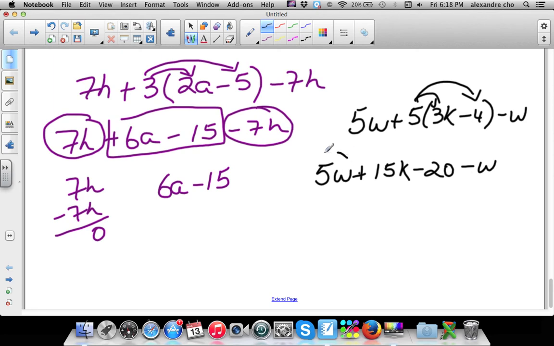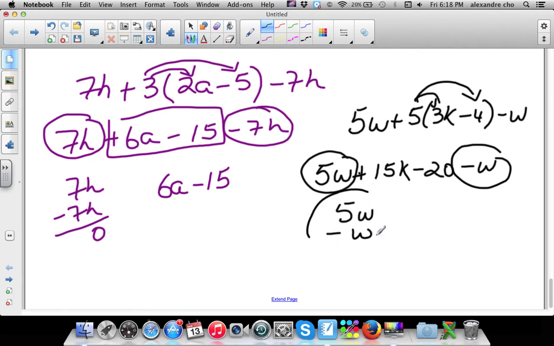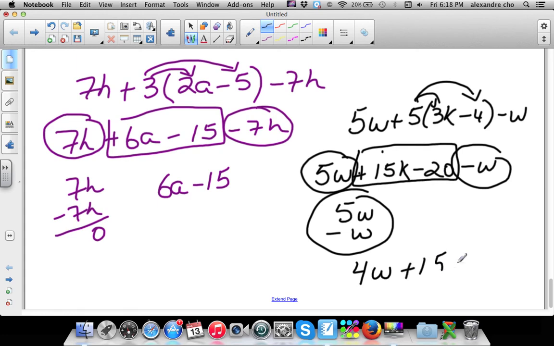We definitely have like terms. We have this 5w here and minus w in the back. So you get 5w minus w, or 5w minus 1w, because that's the same thing. You get 4w. 15k, there are no other terms with k. There are no other terms that are just constants. So these two terms, you're just going to copy right next to the 4w, and you get 4w plus 15k minus 20, and that's your final answer.